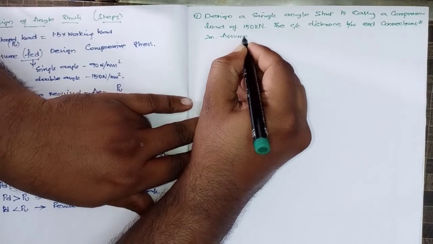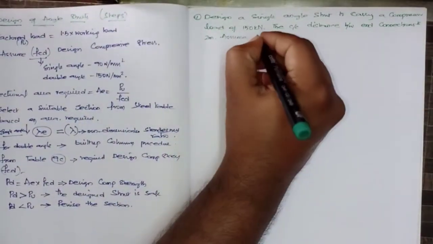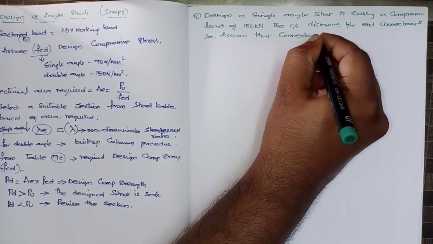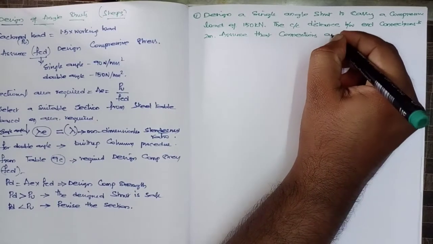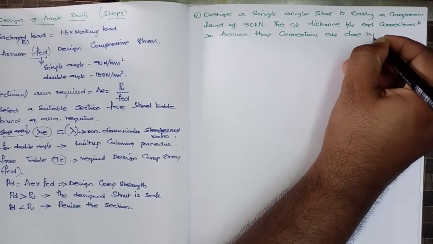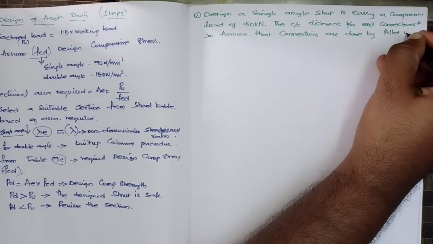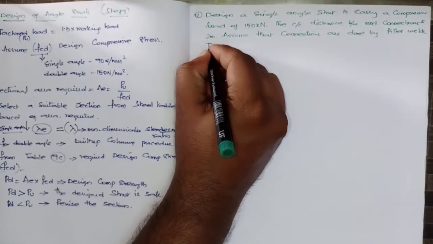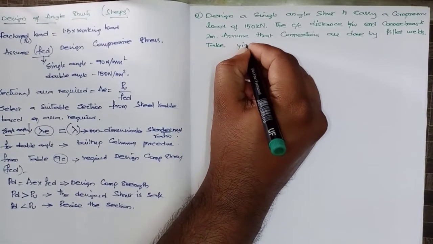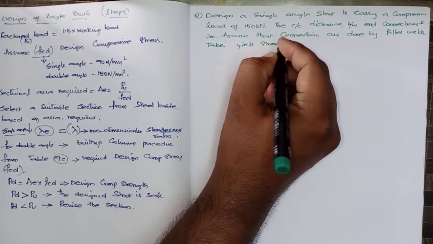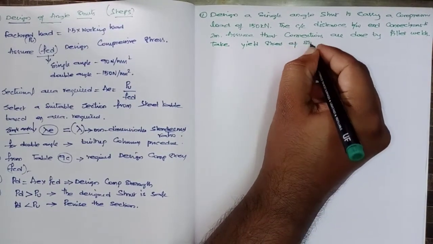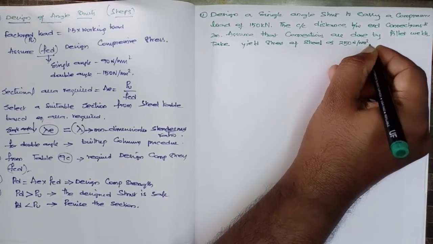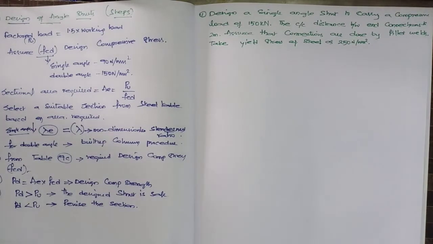Assume that connections are done by fillet welds. Next, take yield stress of steel as 250 Newton per mm square.